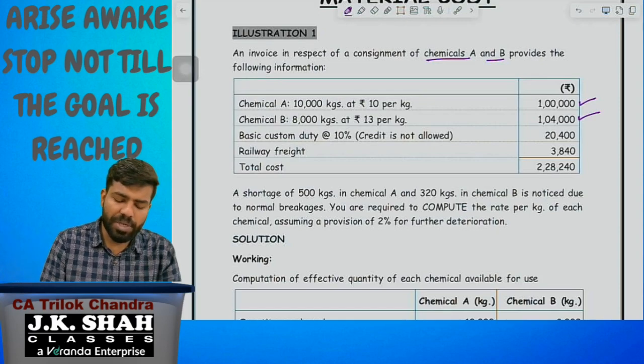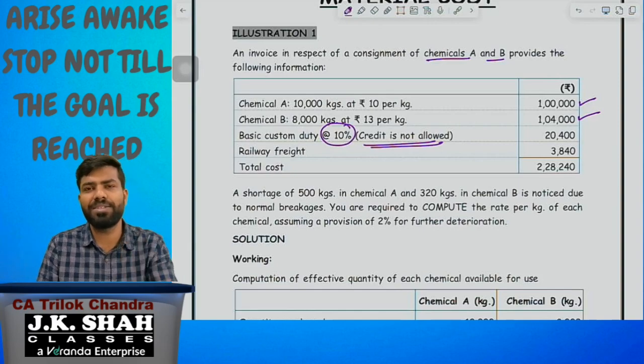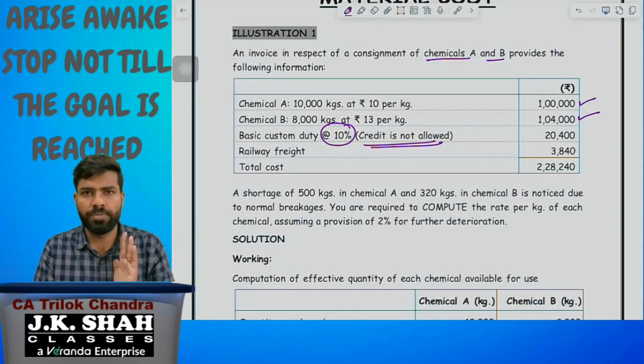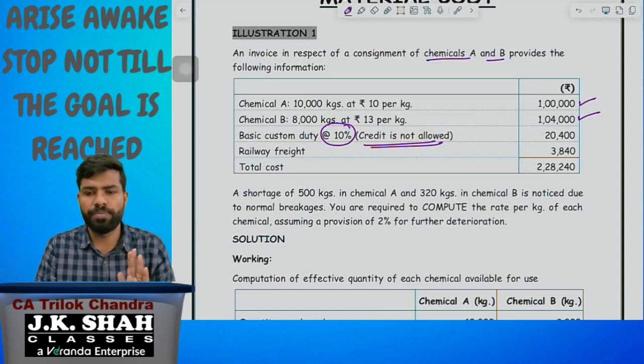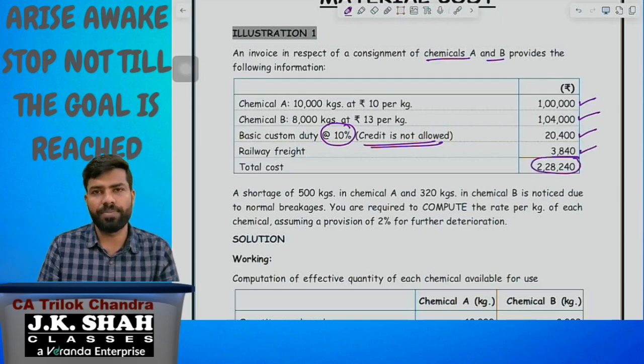The customs duty, basic customs duty, what we paid is 10%. Credit is not allowed, I already told this. Basic customs duty, we are not going to get the ITC. So it will be added to the cost. It will be treated as a material cost. Now see here, 20,400. Railway freight 3,840. Total cost comes to 2,28,240.